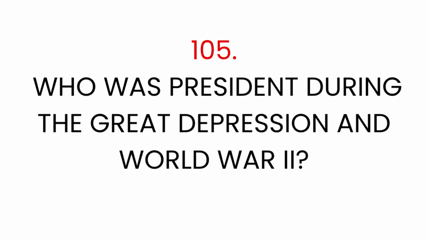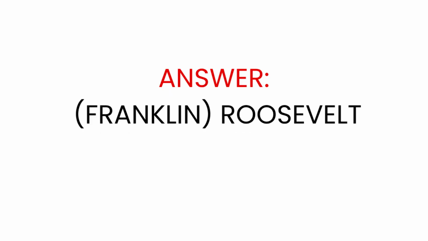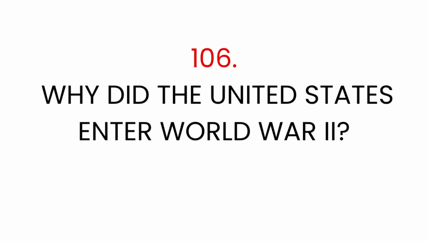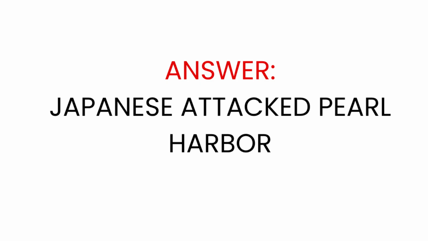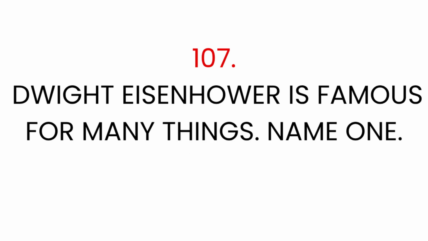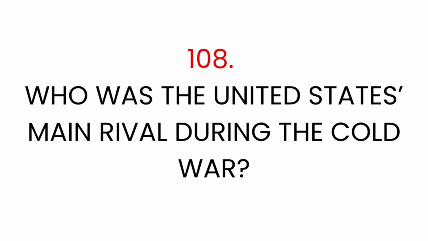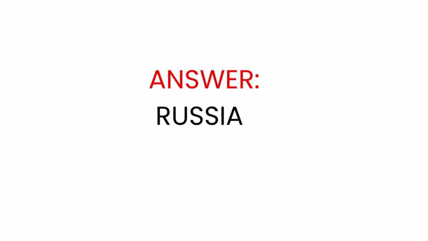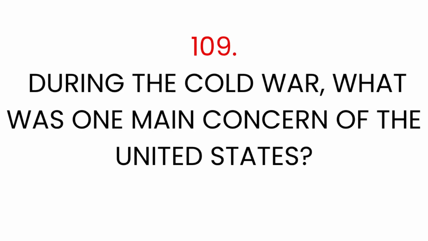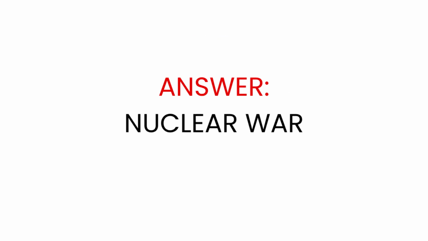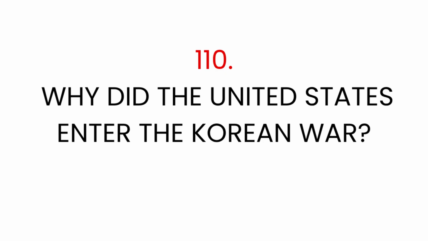Who was president during the Great Depression and World War II? Franklin Roosevelt. Why did the United States enter World War II? Japanese attacked Pearl Harbor. Dwight Eisenhower is famous for many things. Name one. General during World War II. Who was the United States' main rival during the Cold War? Russia. During the Cold War, what was one main concern of the United States? Nuclear war. Why did the United States enter the Korean War?